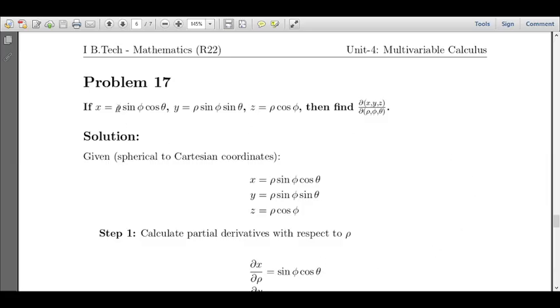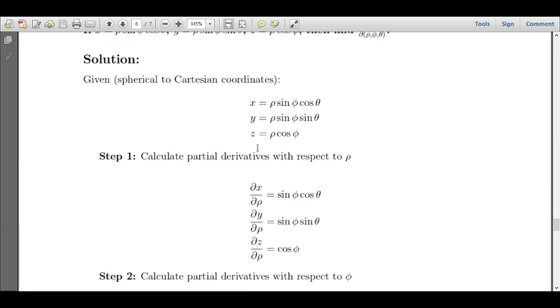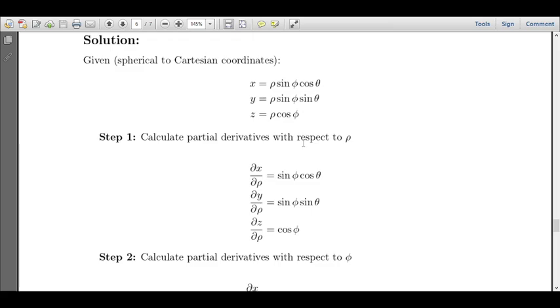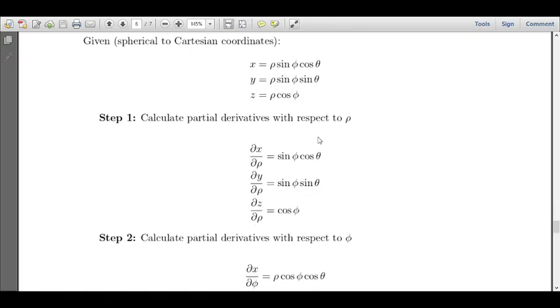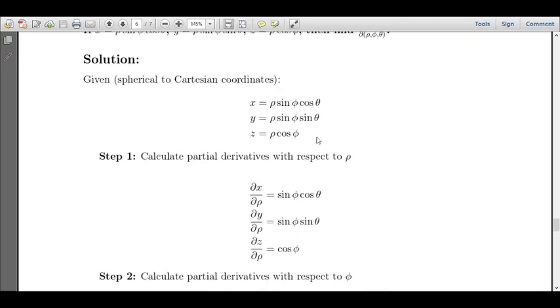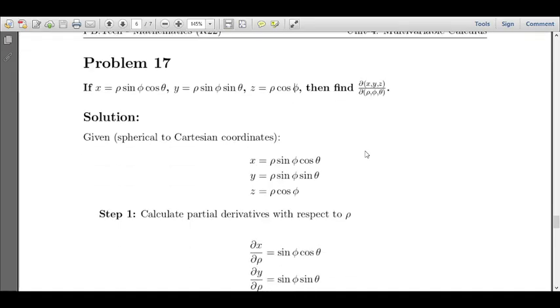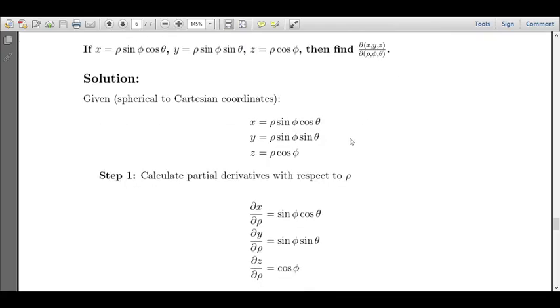Now coming to the next problem: if x equal to rho sin phi cos theta, y equal to rho sin phi sin theta, and z equal to rho cos phi. These are called spherical polar coordinates. Then find ∂(x,y,z) with respect to (rho, theta, phi). Same thing. First we calculate the partial derivatives with respect to rho. So first we will calculate x with respect to rho, x with respect to phi, x with respect to theta.